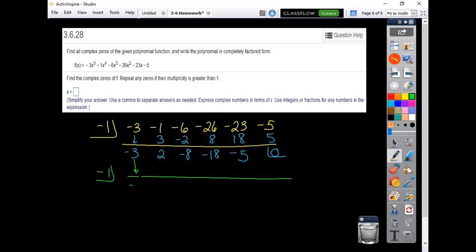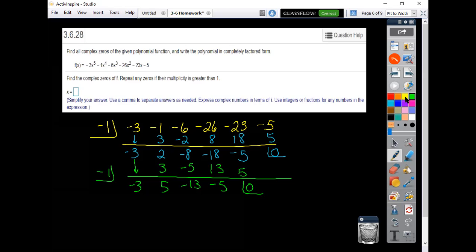First one comes straight down. Negative 1 times negative 3, 3. Add straight down, 5. Negative 1 times 5, negative 5. Add straight down. Again, we better get a 0 for a remainder if we've done everything right. Negative 1 times negative 13, 13. Add straight down. Negative 1 times negative 5, 5. Add straight down.